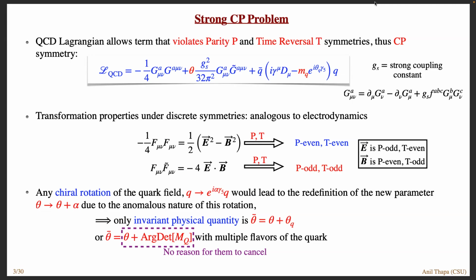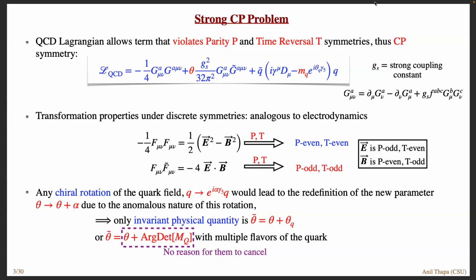You can hope to remove this kind of term by chiral rotation. However, any chiral rotation you do on the quark field will just redefine this parameter theta to be theta plus alpha, whatever chiral rotation you do. So the only invariant physical quantity is theta bar, so-called theta plus theta q, or theta plus the argument of the determinant of m_q, where m_q is the mass matrix of the quarks with multiple flavors. So in any theory, there is no reason for them to cancel, of course.